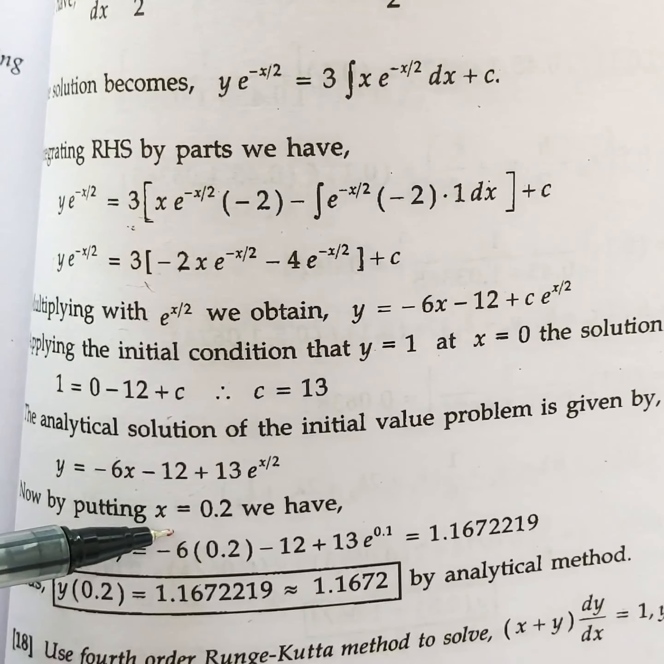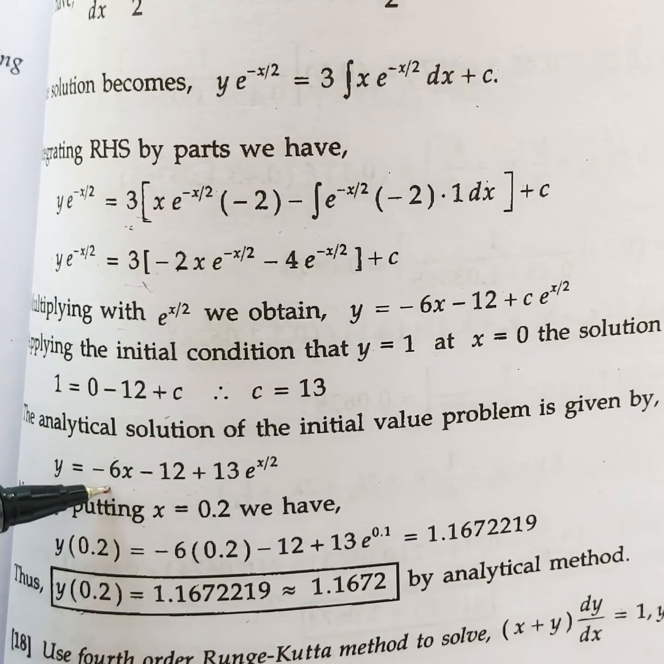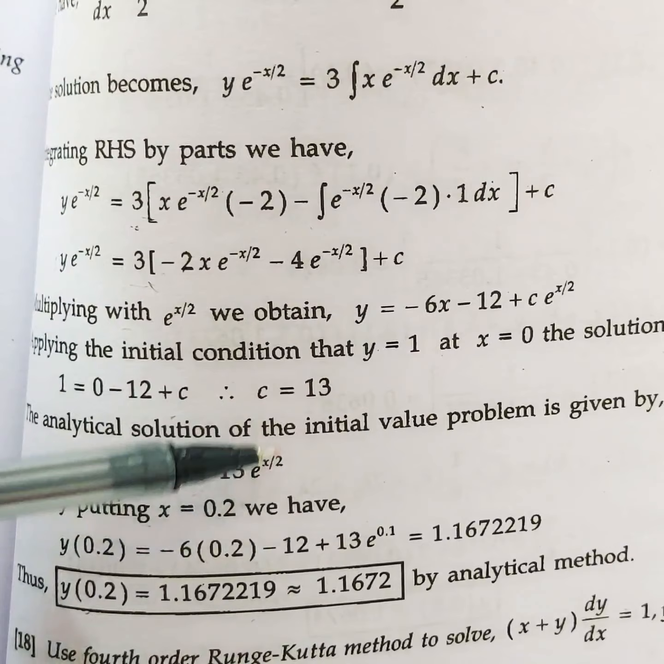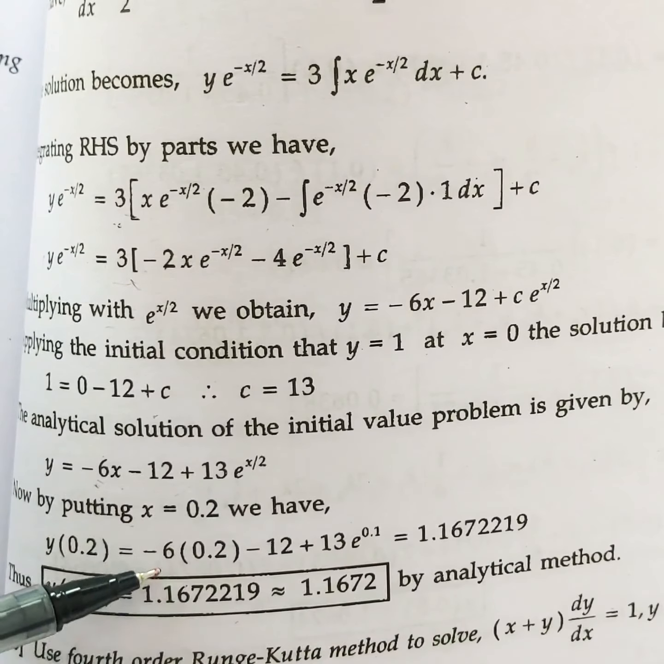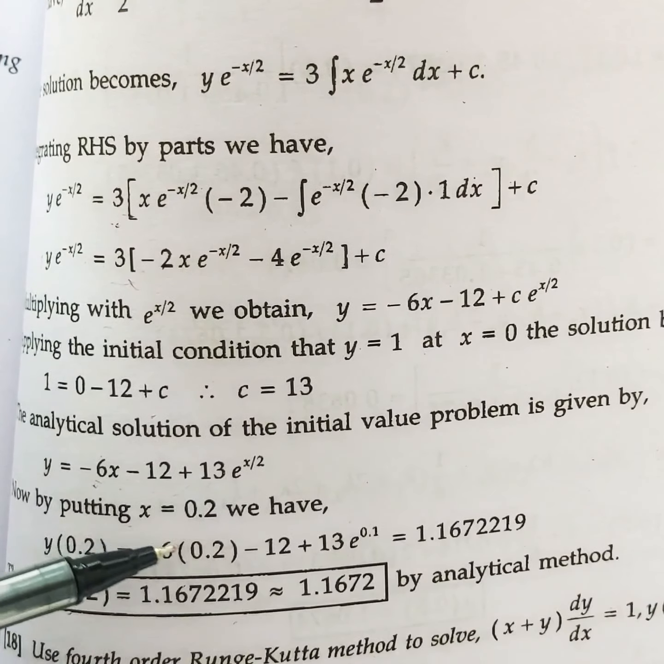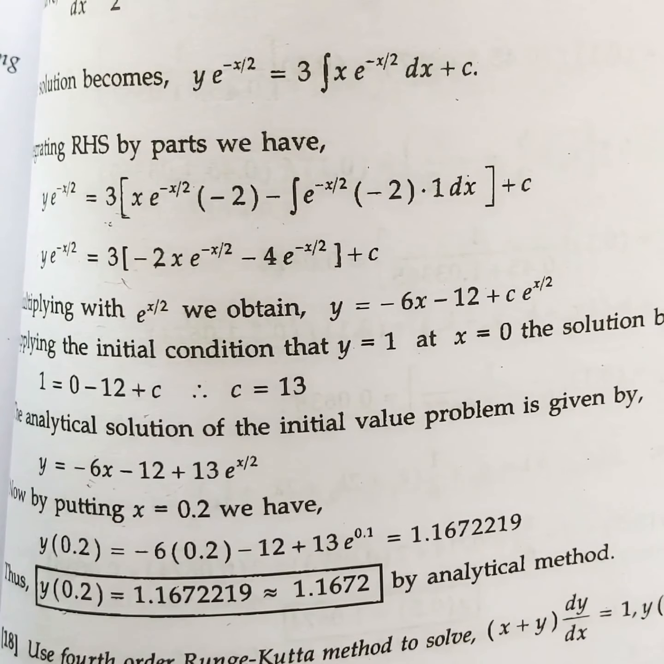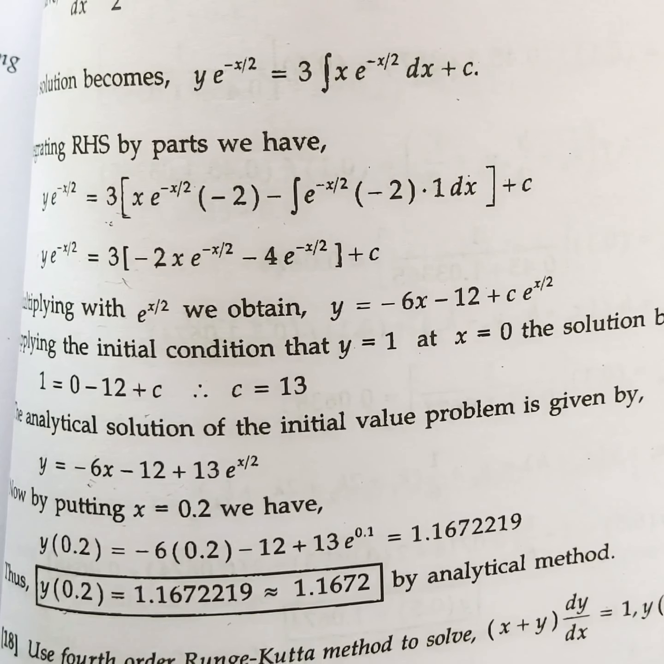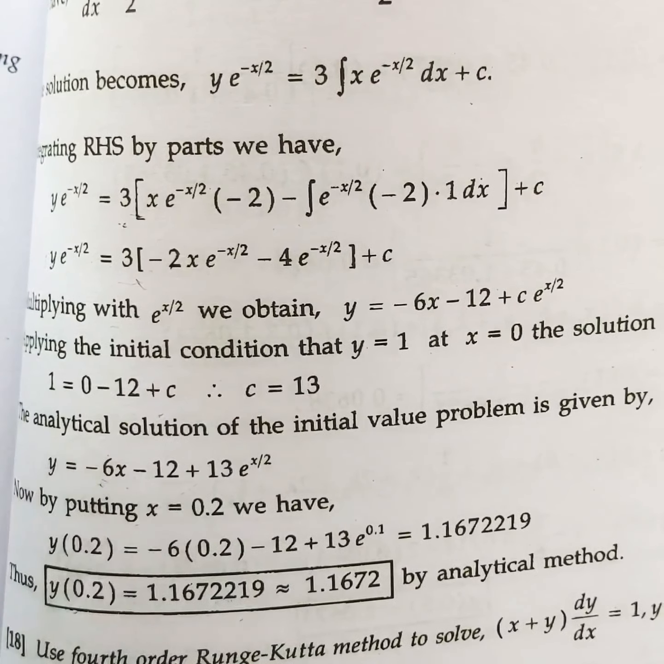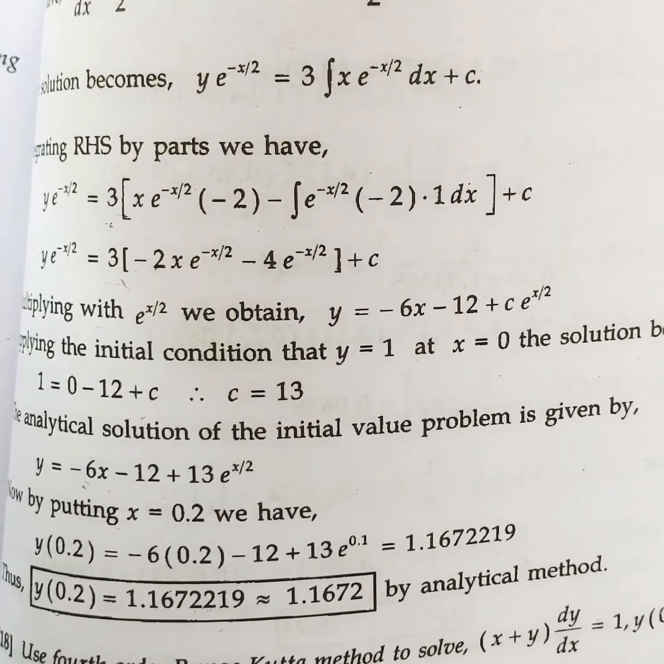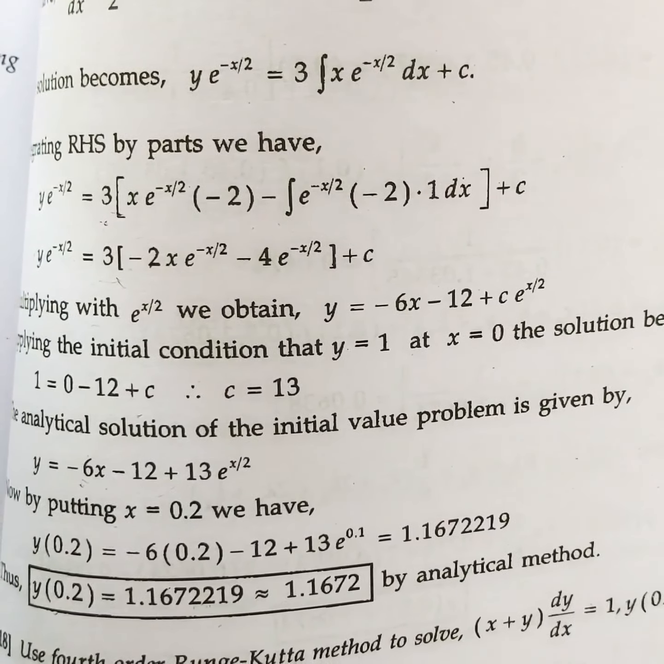Now, we know we have to find the value of y at point 2, right. Substitute that, wherever x is there substitute 0.2, minus 6 into 0.2 minus 12 plus 13 into e power 0.2 by 2. So, substituting these values in the calculator, please be careful, these two are negative. So, add these two and then put a negative sign in the front, and this is positive, and finally your answer is 1.1672219. And again truncation, as I told you, after this 2 we have 2, so we can write it as 1.1672. And if you notice, your analytical solution and approximate solution are exactly same in this case. Okay.